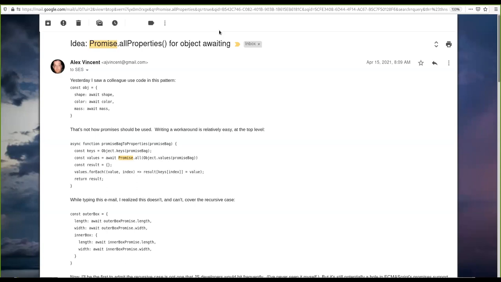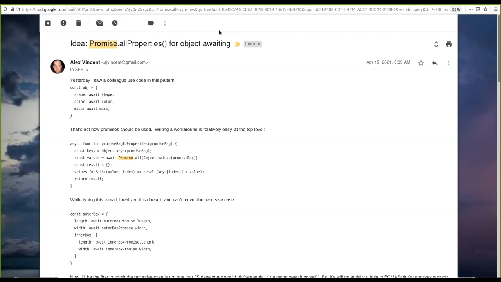What would happen is you'd have to wait for the shape property in this example, and then the color property, and then the mass property. We have the ability through promise.all and promise.race to run multiple promises simultaneously so that they don't block each other. So I got to thinking, it'd be a really good idea to add a promise.allProperties function, a static function to the language, wherein if you wanted to await all of those in a promise.all-like context, having that built into the language would probably be a good idea.